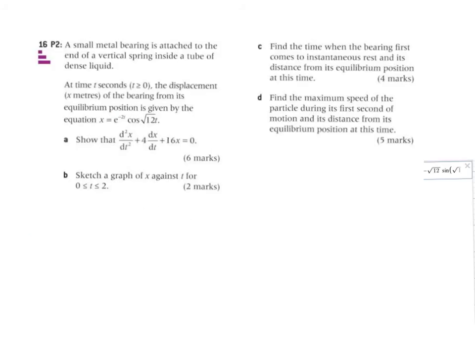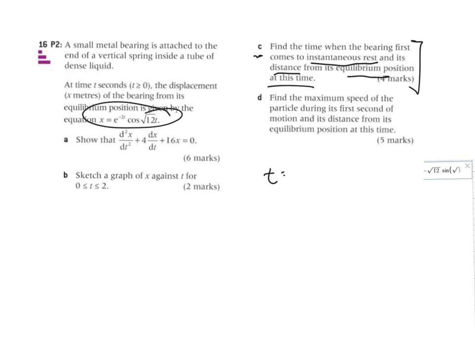So in this problem here, we're going to work on C part. And in order to get the C part, let's talk about find the time when the bearing first comes to instantaneous rest, and then its distance from the equilibrium position at this point. So from the first part, we need to find some value of t, and then from there, we're going to plug it into this equation.